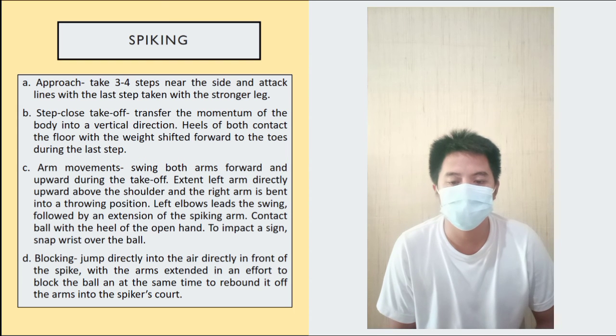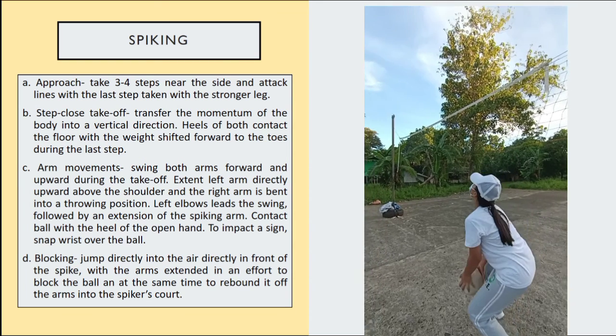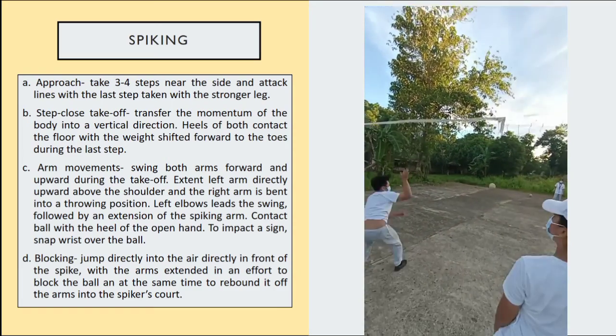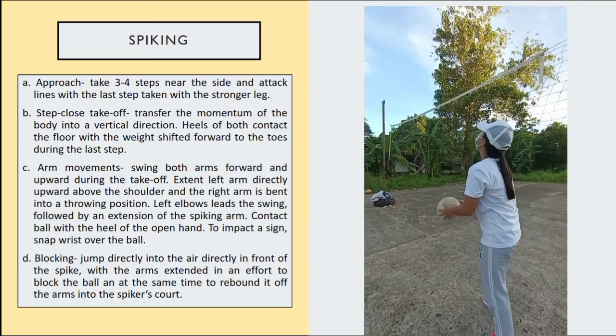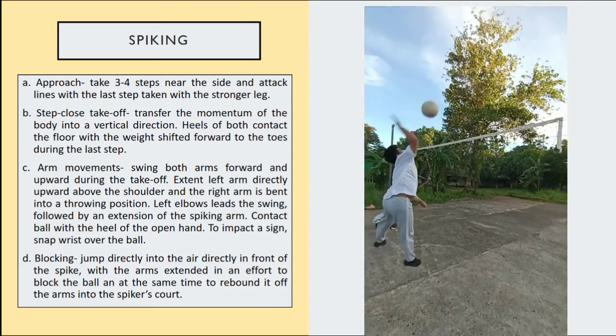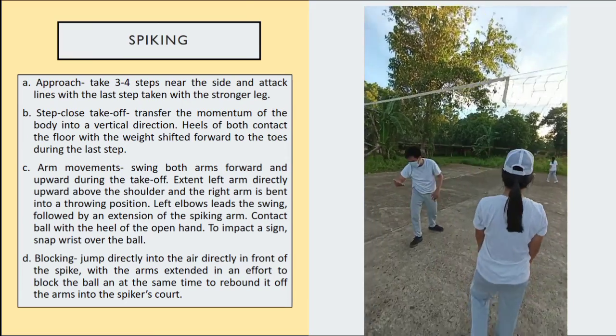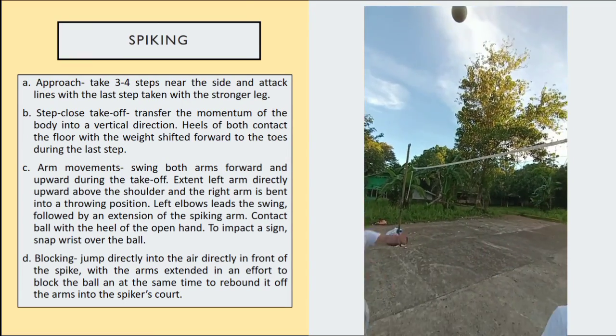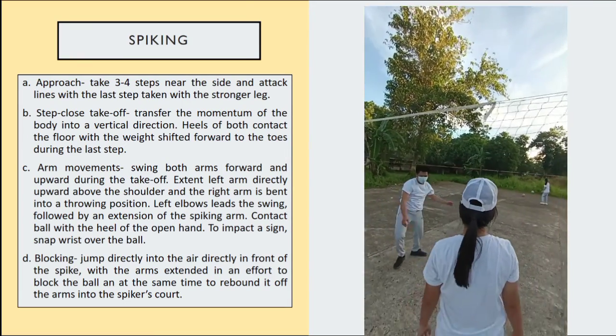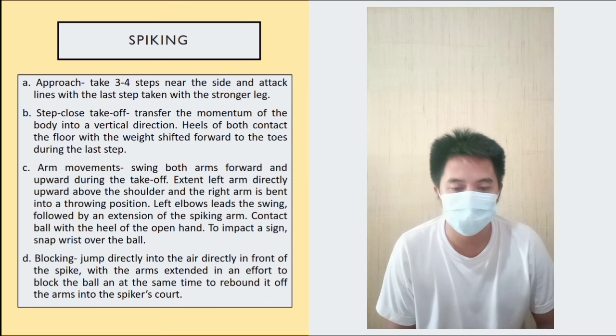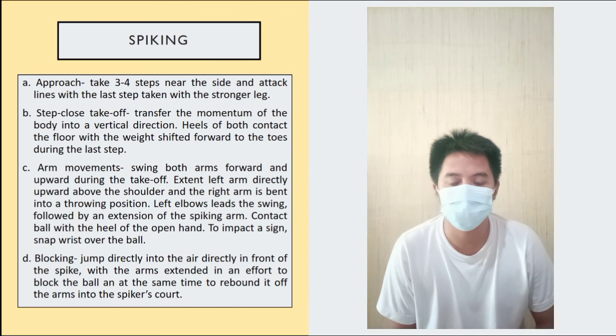Arm movements. Swing both arms forward and upward during the takeoff. Extend left arm directly upward above the shoulder and the right arm is bent into a throwing position. Left elbow leads the swing, followed by an extension of the spiking arm. Contact the ball with the heel of the open hand to impart spin, snap the wrist over the ball.